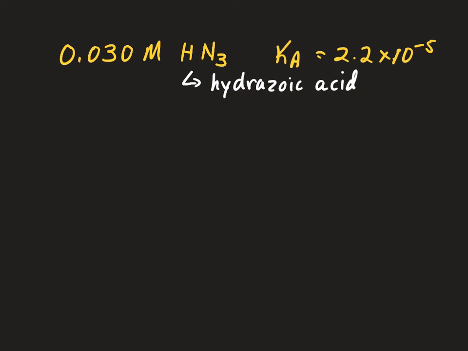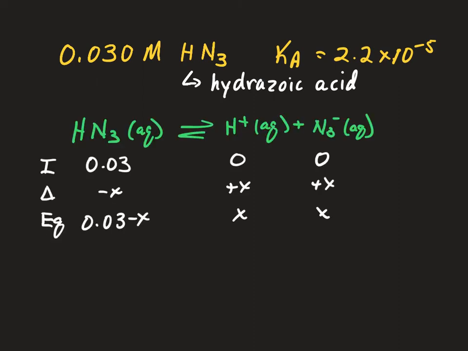Let's consider a solution of 0.030 molar hydrazoic acid. Ka for hydrazoic acid is 2.2 times 10 to the minus 5. And so we can set up our ice table like this.